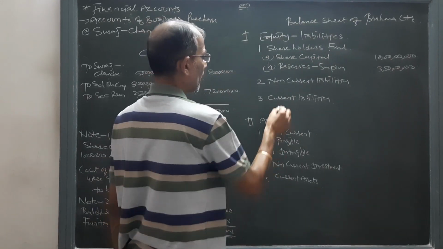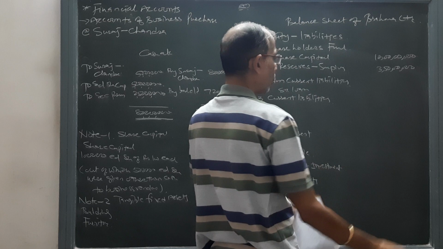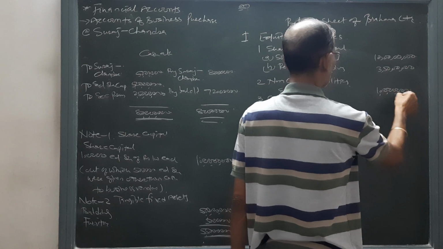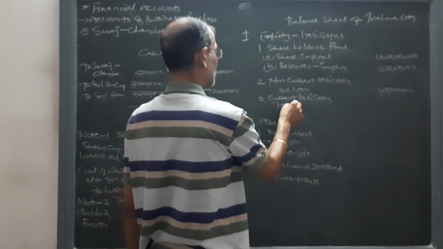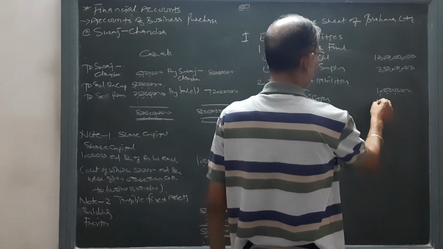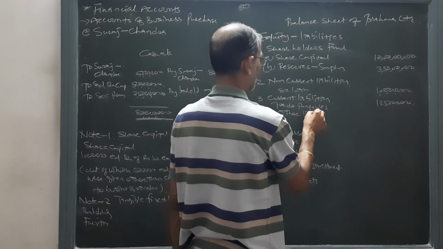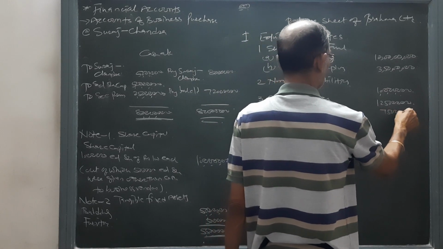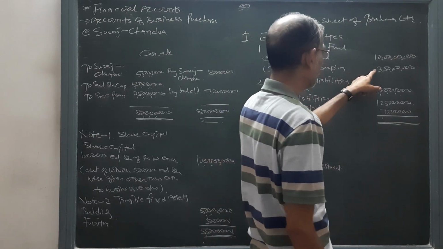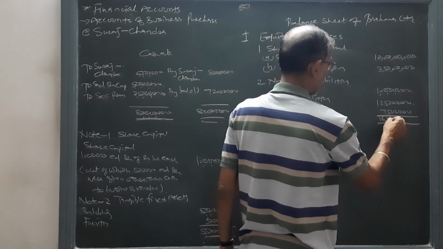Under non-current liability, 8% loan, and that was 1 crore. Trade payables were of 1 crore 25 lakh and other liabilities were of 75 lakh. So 10, 13, 14, 15, 16, 16 crore 50 lakh is the total of liability side.